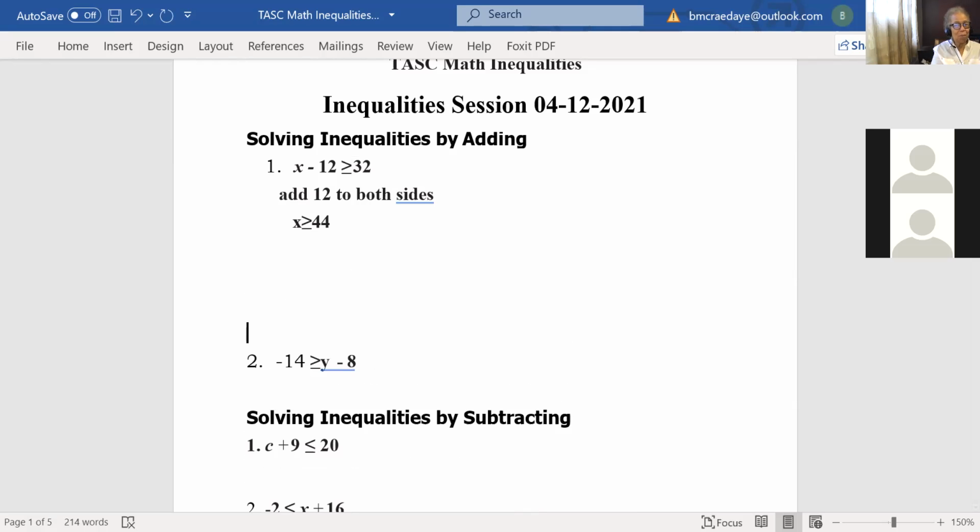Got it? Maureen, you following? So you added 12 to both sides, and of course, minus 12 plus 12 is 0. And 12 plus 32 is 44. So x greater than or equal to 44. And what is 44 minus 12? 32, which is greater than or equal to 32. So you can always check it.